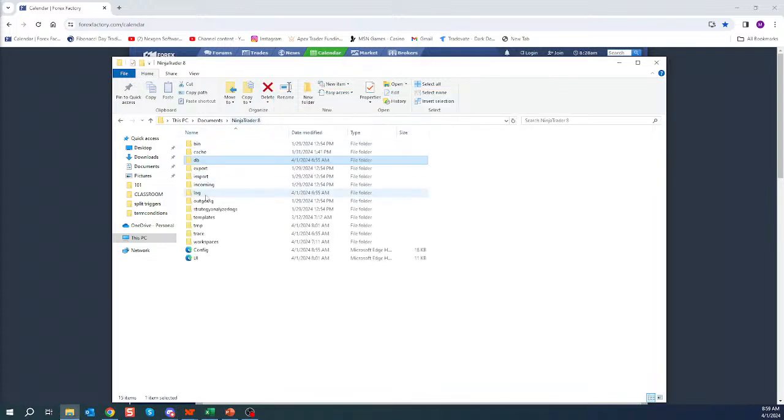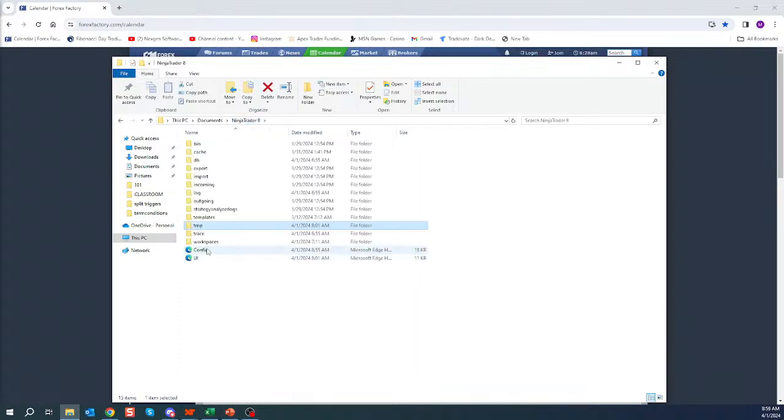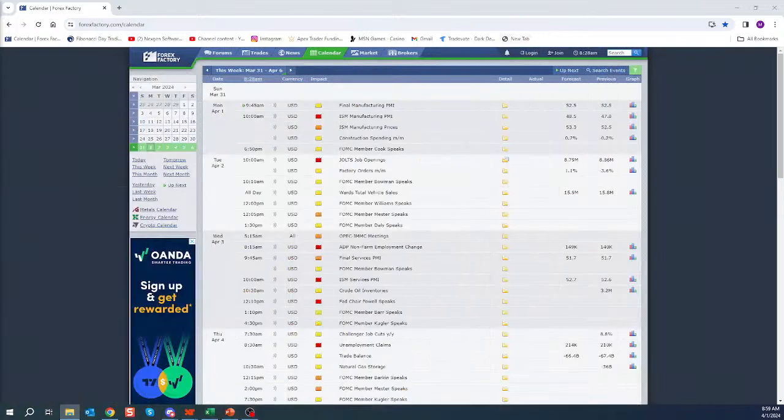I also, and John says you probably don't have to do this, but I'm a creature of habit. I also go to my temp folder and I clear everything out of there. And then I also go to my workspaces folder and I get rid of my recovery. And guys, this is old habits. This is something that I've been doing forever. I did it on NinjaTrader 7, did it on NinjaTrader 8. But that is just a way to kind of set up and start clean, and make sure that everything's kind of cool the way it needs to be cool.